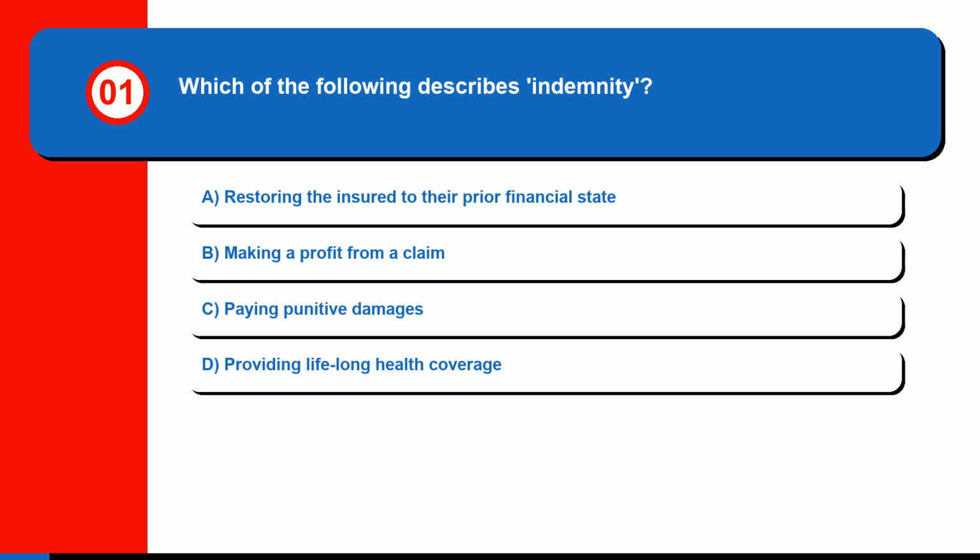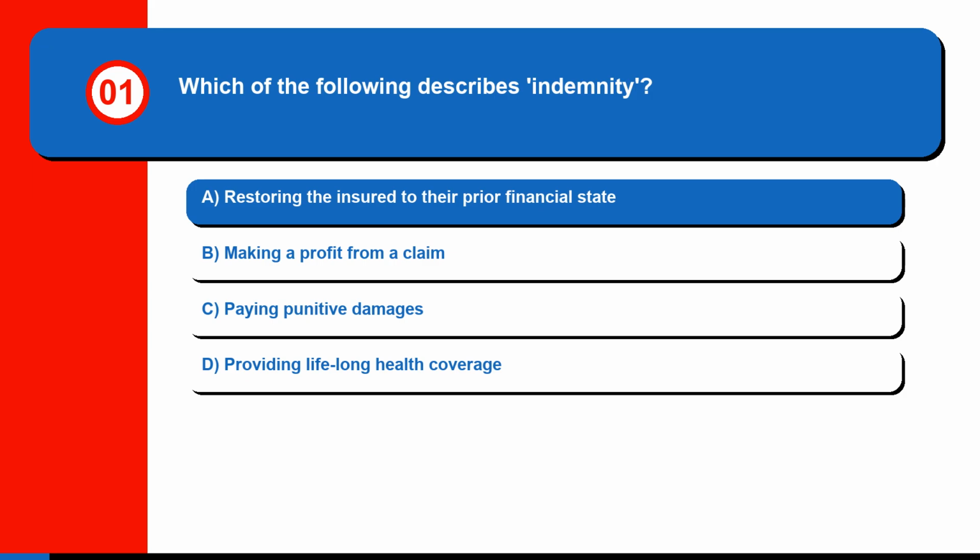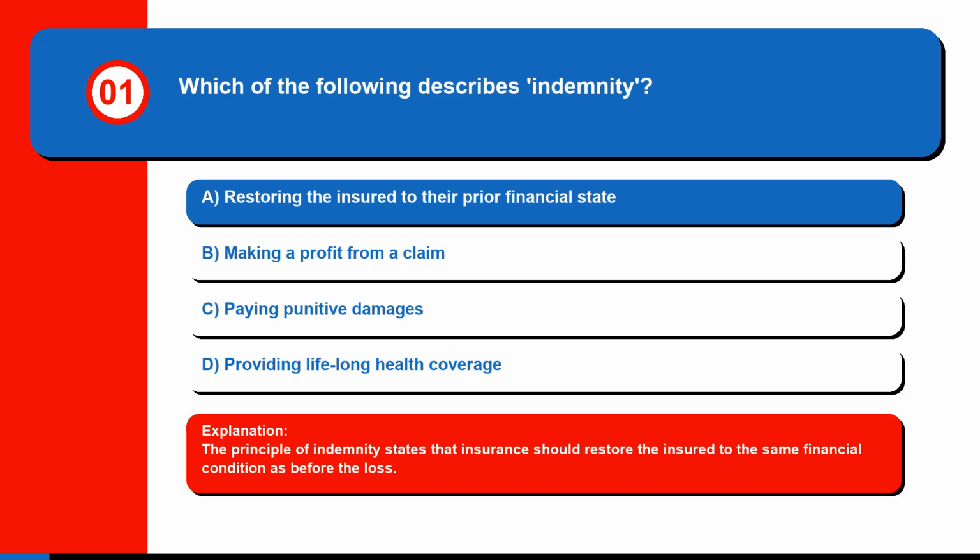Question 1. Which of the following describes indemnity? A. Restoring the insured to their prior financial state. B. Making a profit from a claim. C. Paying punitive damages. Or D. Providing lifelong health coverage. The correct answer is A. Restoring the insured to their prior financial state. The principle of indemnity states that insurance should restore the insured to the same financial condition as before the loss.